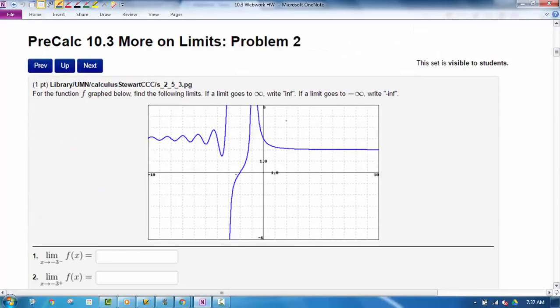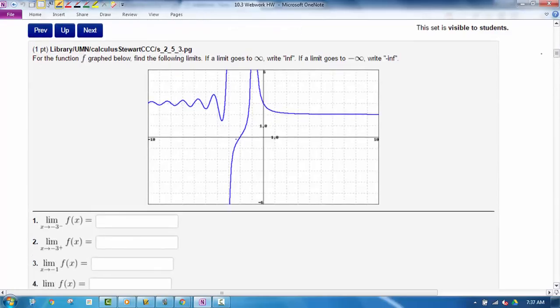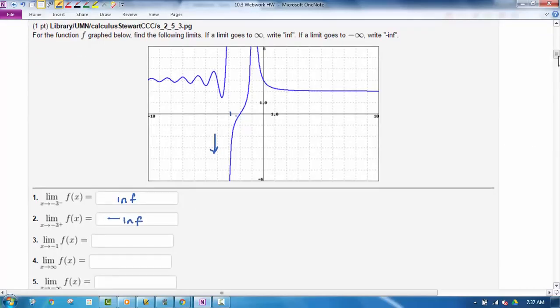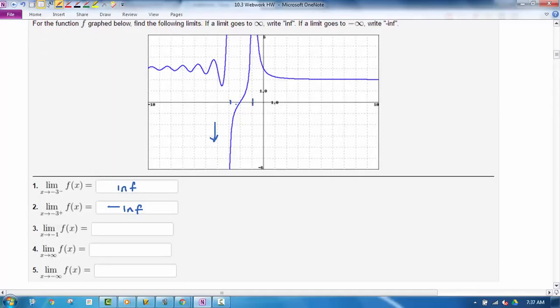Okay, the next problem wants us to do the same thing, find some limits. So we have the limit as x approaches -3 from the left. -3 is right here. From the left, you can tell the function goes off to positive infinity, so I'd write infinity. -3 from the right, the function goes down to negative infinity, so I'd say negative infinity. Next one, limit as x approaches -1. -1 is right here. It looks like the function goes from the left and the right up to positive infinity, so I'd just write infinity.